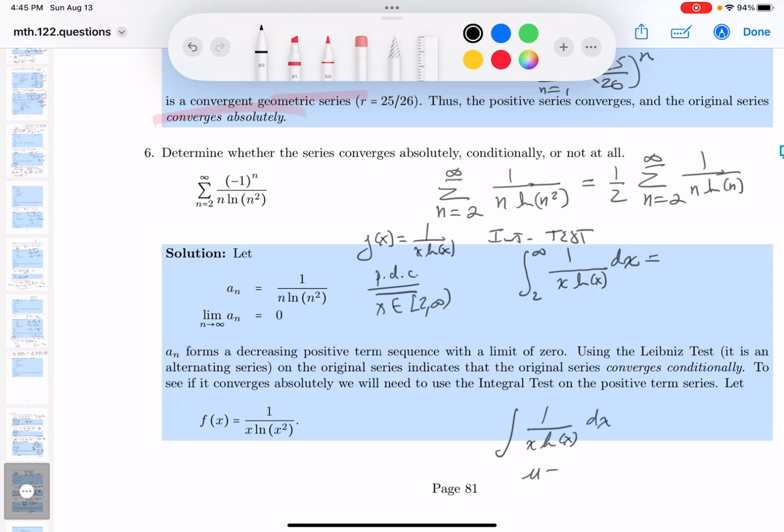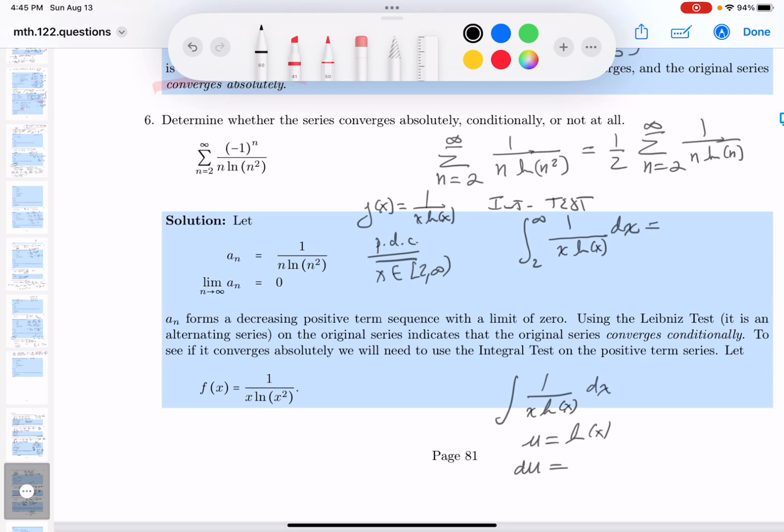I'd probably say u equals ln x. And what's du? 1 over x dx. Let me write that down for you. Put a little star here. So 1 over x dx is du, and then ln x is just u. And what's it going to be equal to? The natural log of the absolute value of u plus some constant of integration. What's this really going to be? Ln, absolute value, ln x plus c.